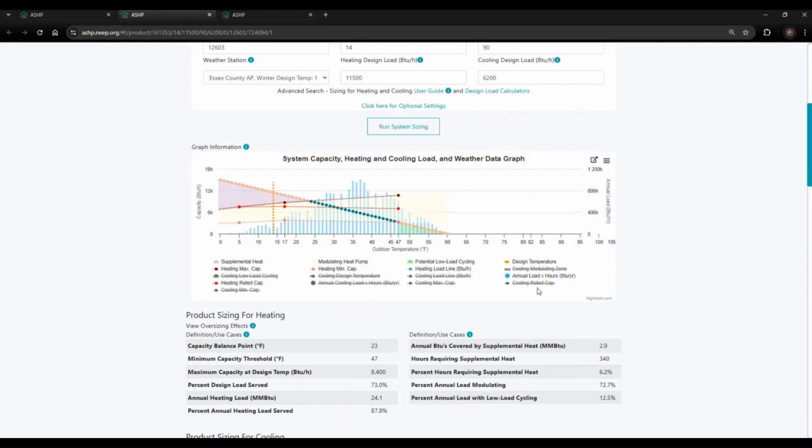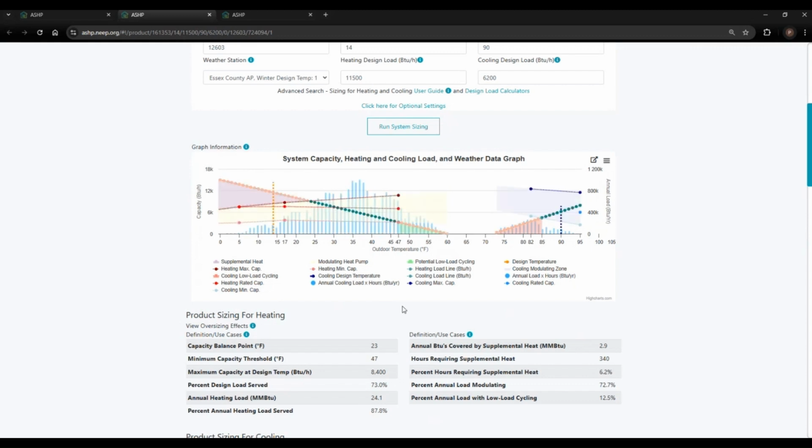If we add in cooling to the graph, we will see that this smaller piece of equipment will likely operate better throughout most of the cooling season. This smaller piece of equipment handles the cooling load better than the previous piece of equipment because the cooling minimum capacity is lower than the previous. However, you can see that the cooling low load cycling still encapsulates a majority of the annual cooling load times hours.